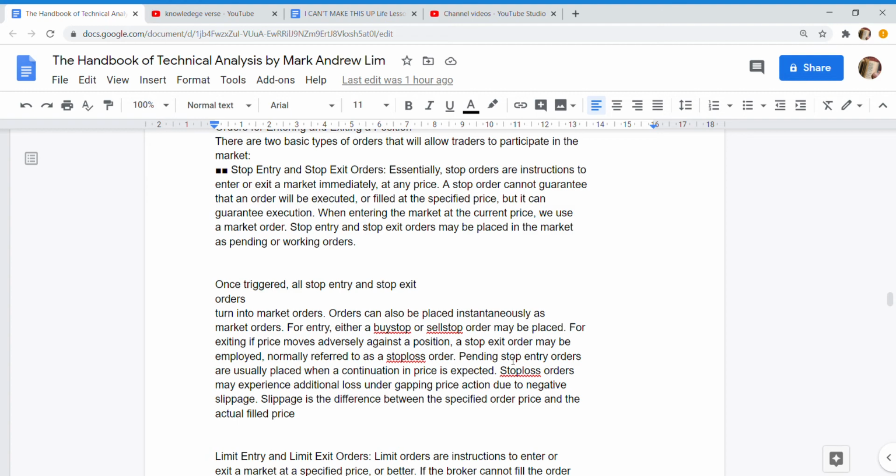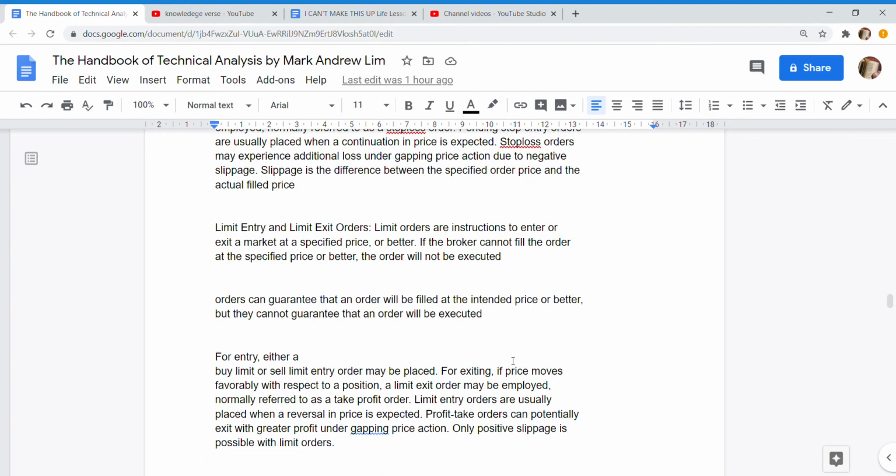Limit entry and limit exit orders. Limit orders are instructions to enter or exit a market at a specified price or better. If the broker cannot fill the order at the specified price or better, the order will not be executed. Limit orders can guarantee that an order will be filled at the intended price or better, but they cannot guarantee that an order will be executed.